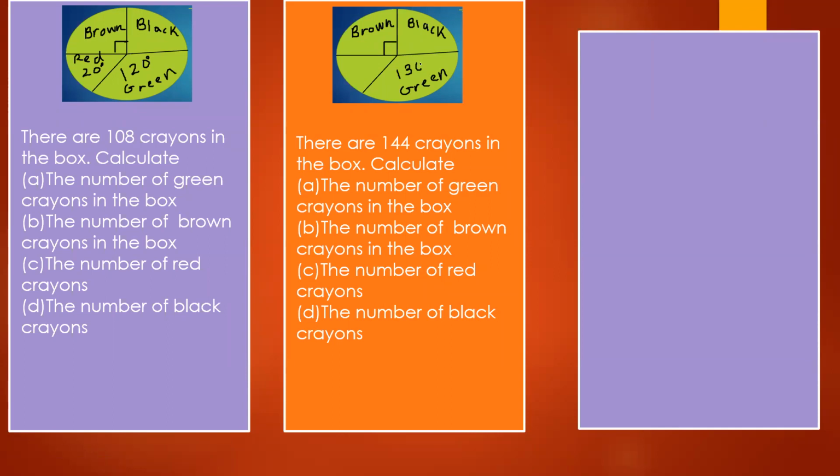And let's say red, and let's say that this is 30 degrees. So red is 30, green is 130, brown is that right angle.